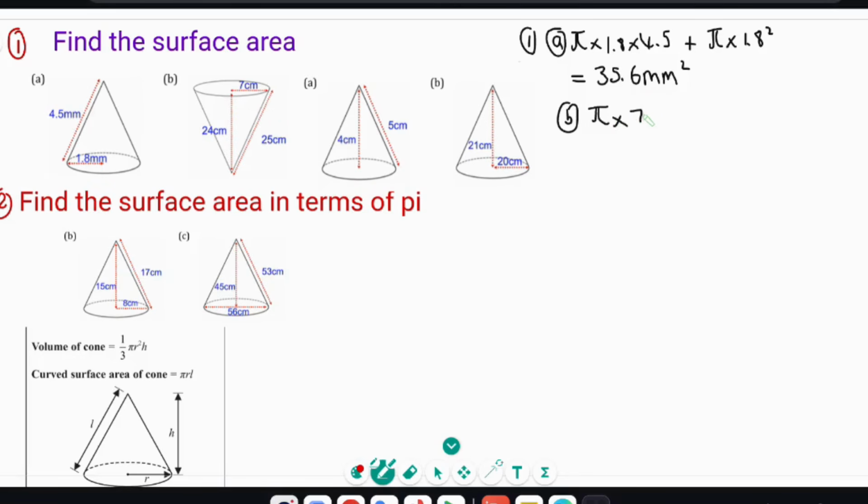Part B, pi times radius times, now where's your slant height? 24 is your actual height, so you need 25 here. Plus pi times r squared. 703.7 centimetres squared. Part C. Oh, got another part A and B. That's going to be C and D. Let me just relabel.